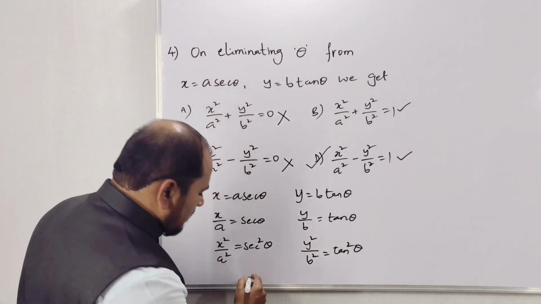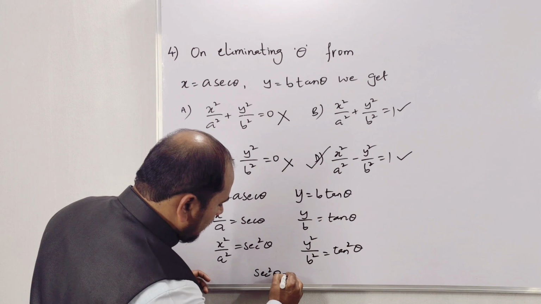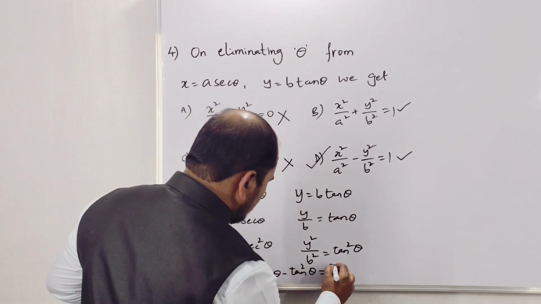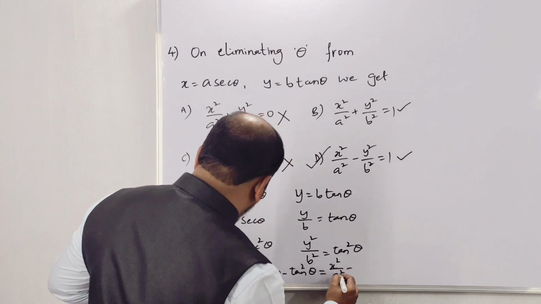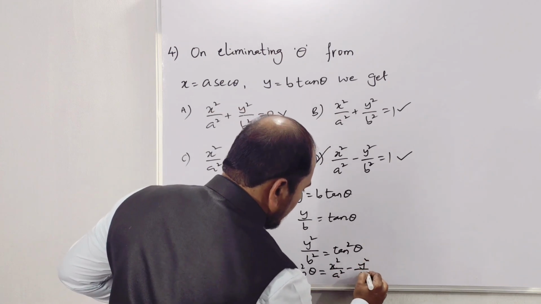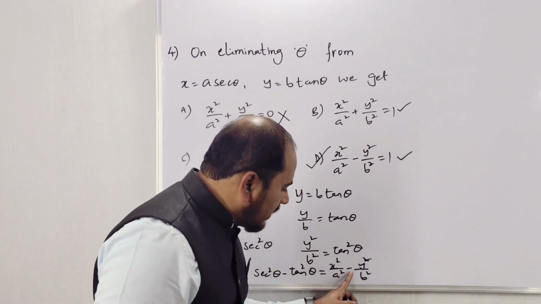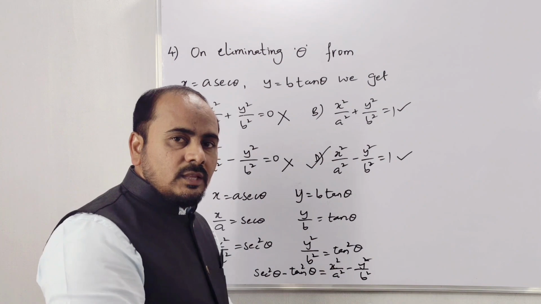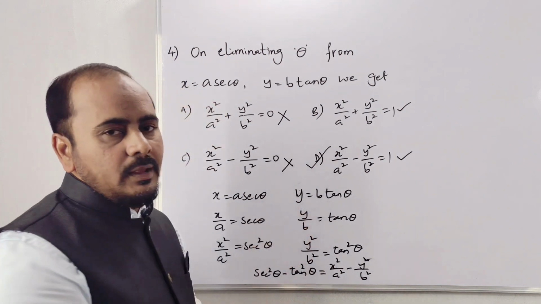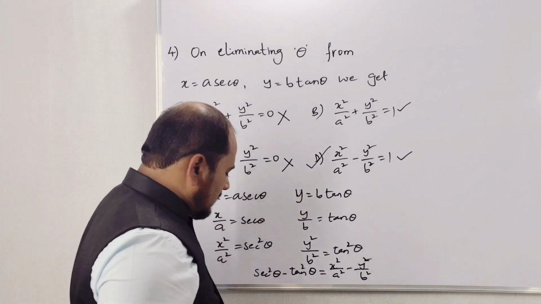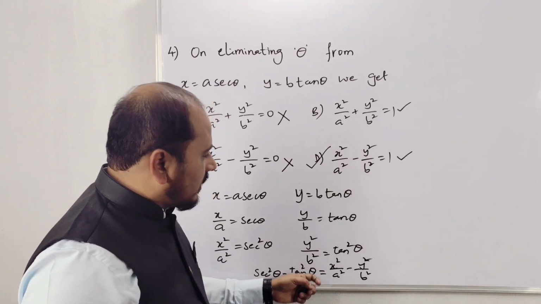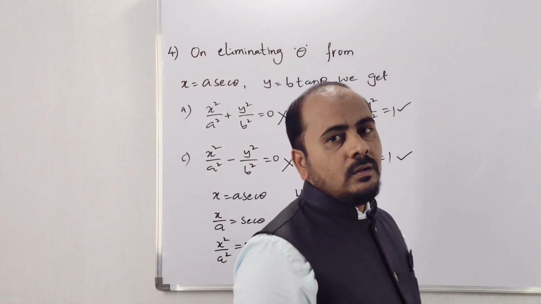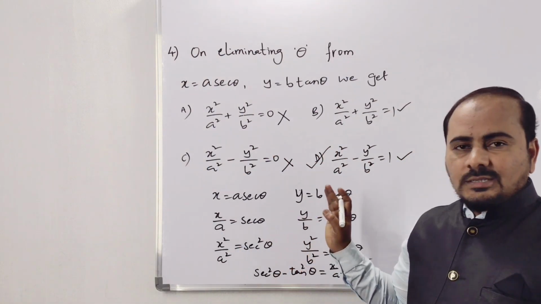Now subtract these two equations. Secant square theta minus tan square theta is equal to x square by a square minus y square by b square. Observe here, my dear. Here I got minus. That's why I have chosen minus here. This type of strategy we have to apply. So the final answer: secant square theta minus tan square theta is 1, so 1 is equal to x square by a square minus y square by b square. That's why the fourth option is the correct one.